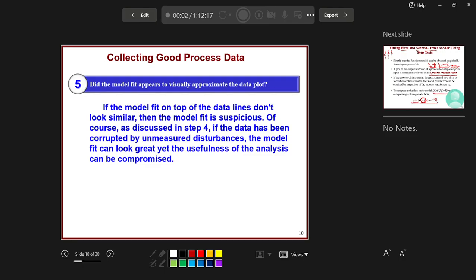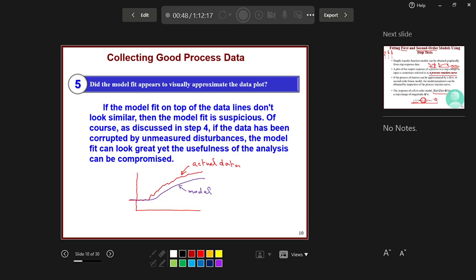The last thing that you need to do to make sure that the data collected are of good quality is to compare the actual data. Let's say this is the actual data for the output, and you have modeled this data using some model, and you came up with something like this. This is the model, and the red line is the actual data.